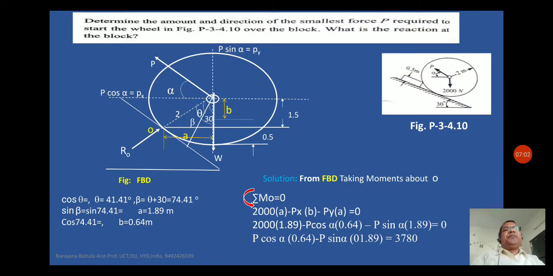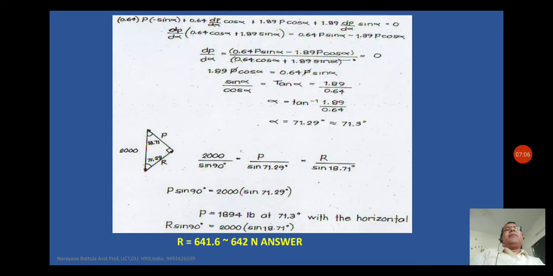That is equal to, from this we can get, finally P R is equal to the reaction. According to this procedure we can follow that. Finally we can get R equal to 642 newtons. So in this way we can solve this engineering mechanics problem. Let us stop here. In the next class let us continue.